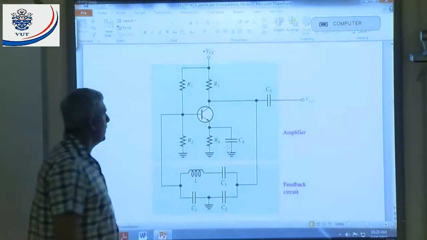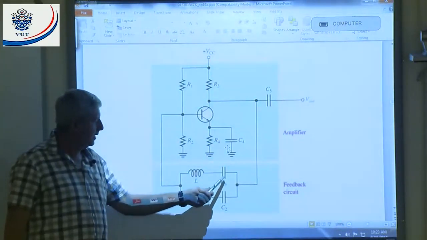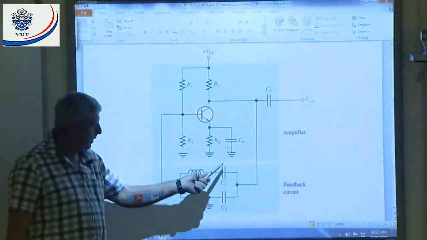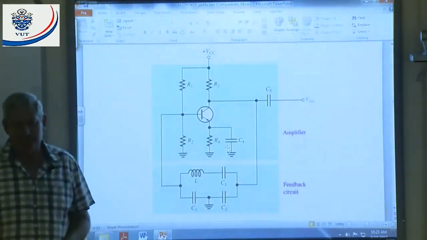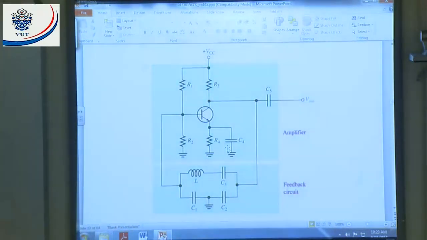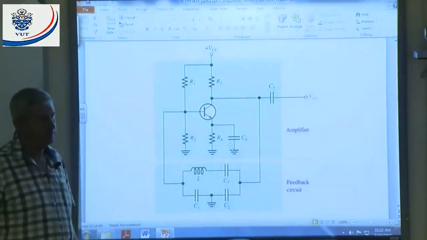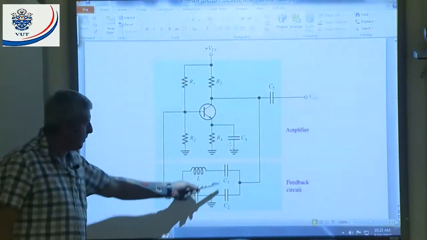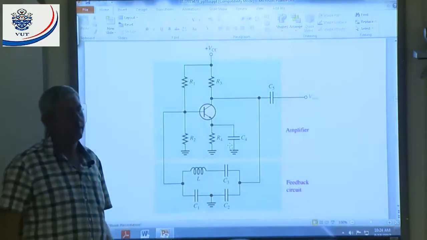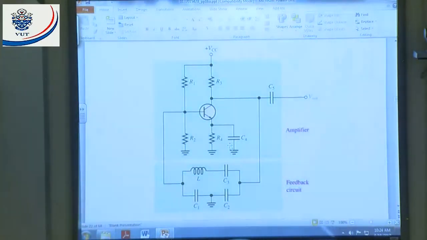In the case of the Clapp oscillator, what do we do? We add an additional capacitor in this LC circuit. The value of this capacitor, we normally make much smaller than the capacitor values of C1 and C2. But that is a Clapp oscillator. It's also basically a Colpitts, but we add C3. Now we're going to look at what are the advantages when we add C3 to that circuit.